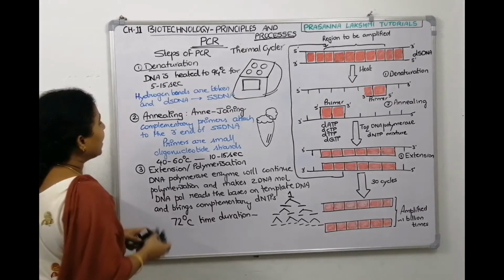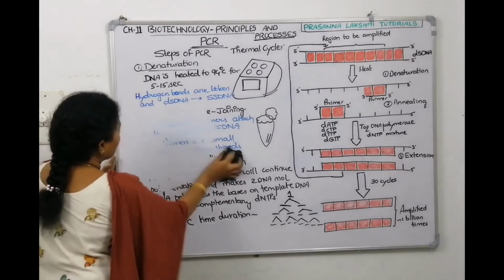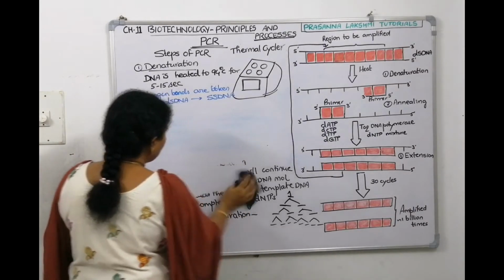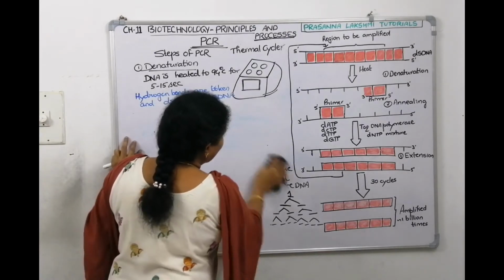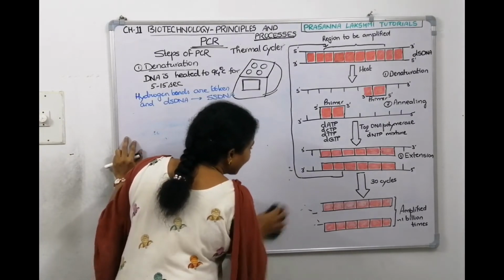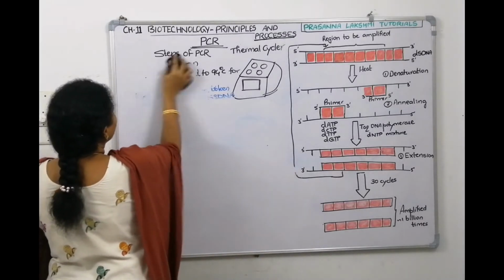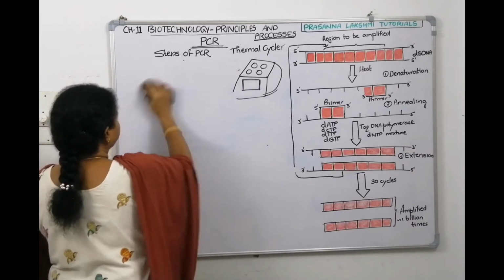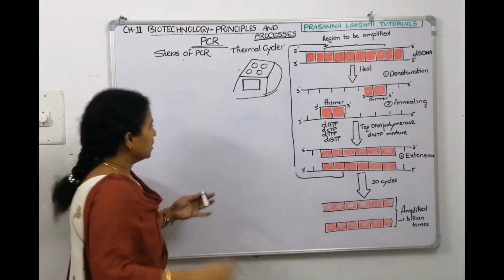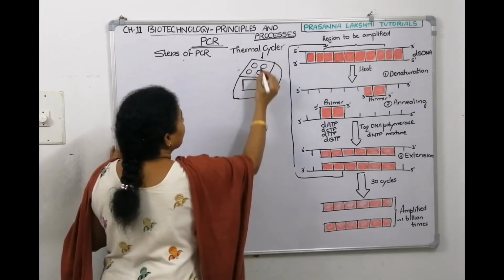Yes. Now I told you the name of the machine is called thermal cycler. Now the machine has a monitor, it has a screen. You have to set the program on the screen. So what we need to do, I will tell you. Take an Eppendorf tube. This is the machine which is called thermal cycler.